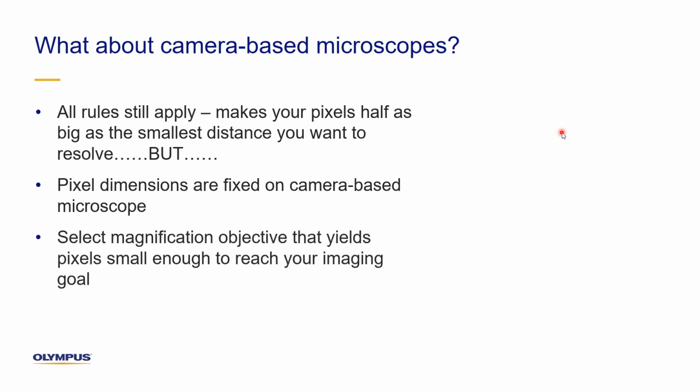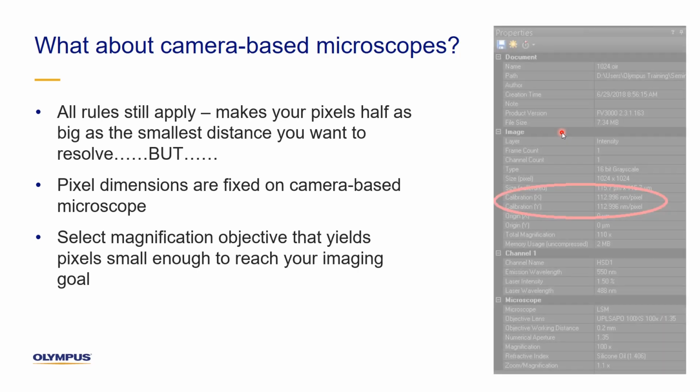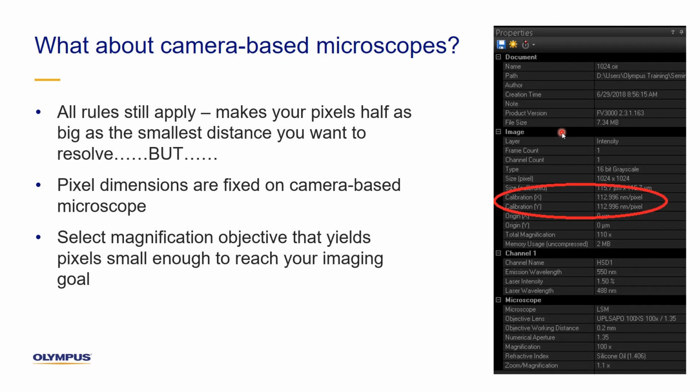The trick then with a camera-based microscope is to select the magnification objective that yields pixels small enough to reach your imaging goals. So if you're working on an Olympus microscope with CellSense software installed, you can click on any image and there'll be a properties display. Okay, and so here's an example here. It shows you calibration X, calibration Y, and it's telling you the size of the pixel in the image. So again, make sure that your pixels in the image with your camera-based microscope are half as big as the smallest thing you want to see.